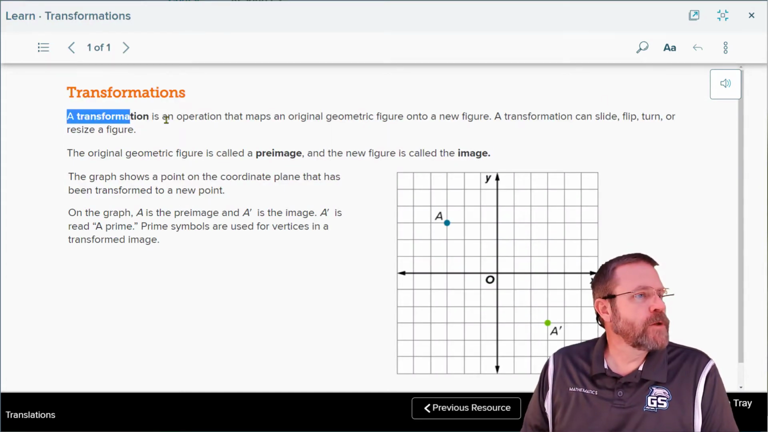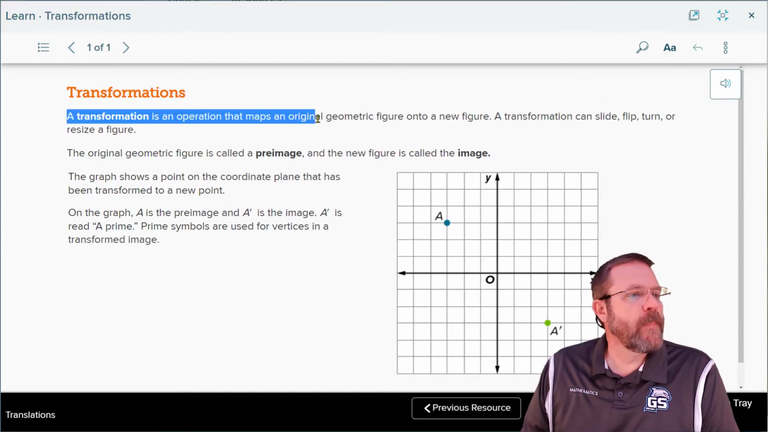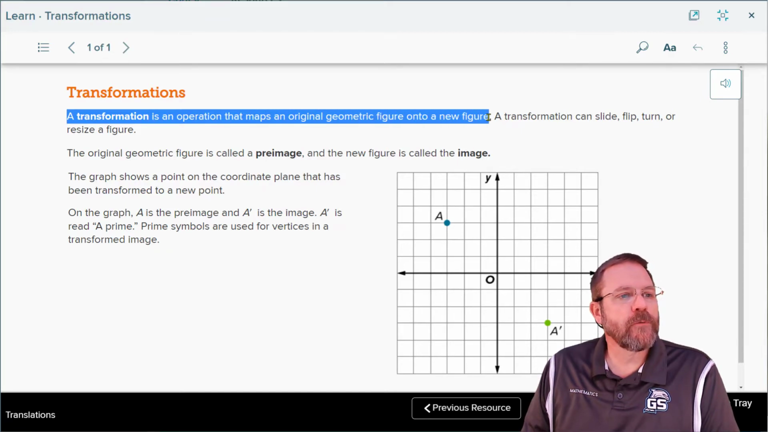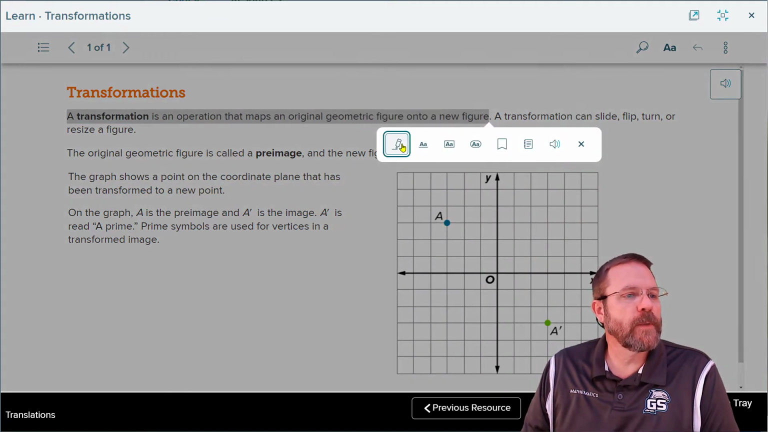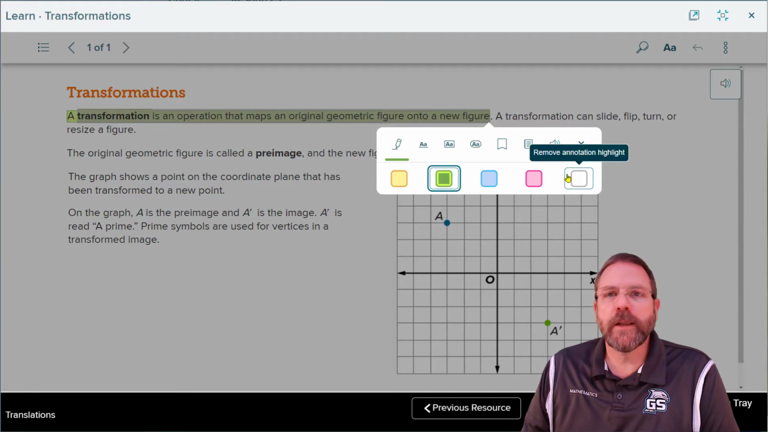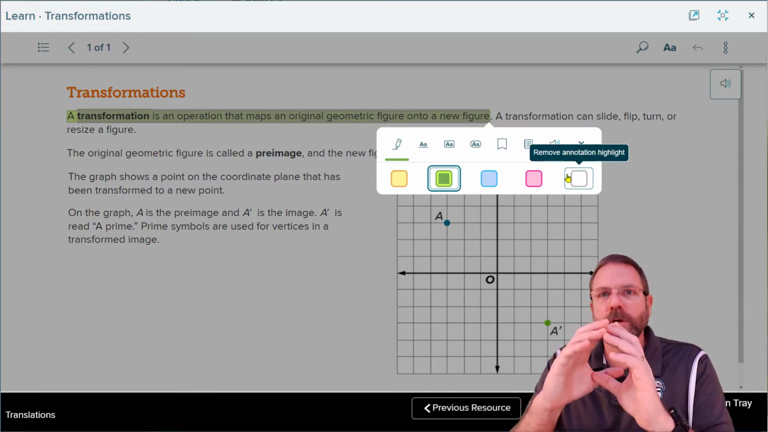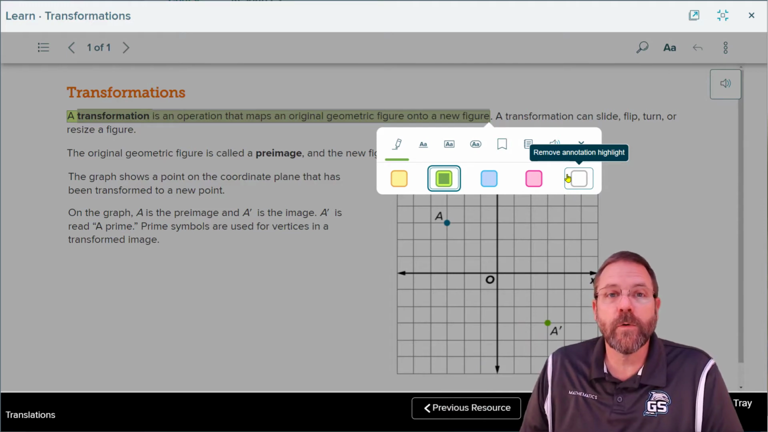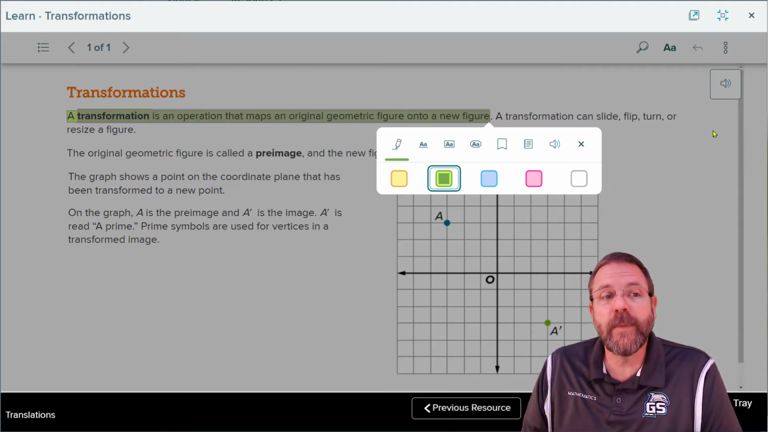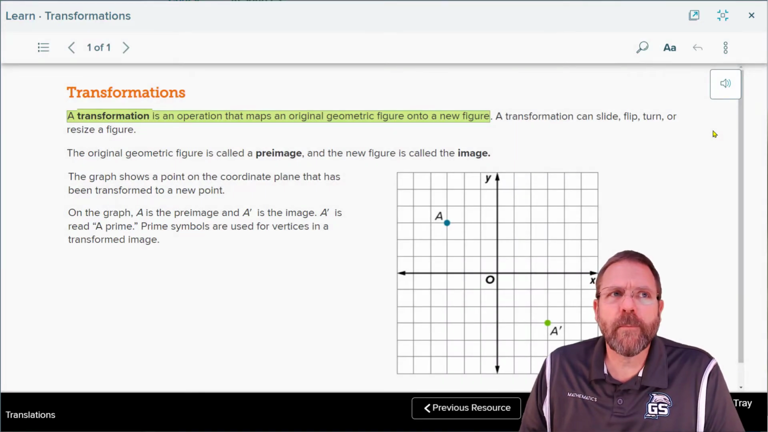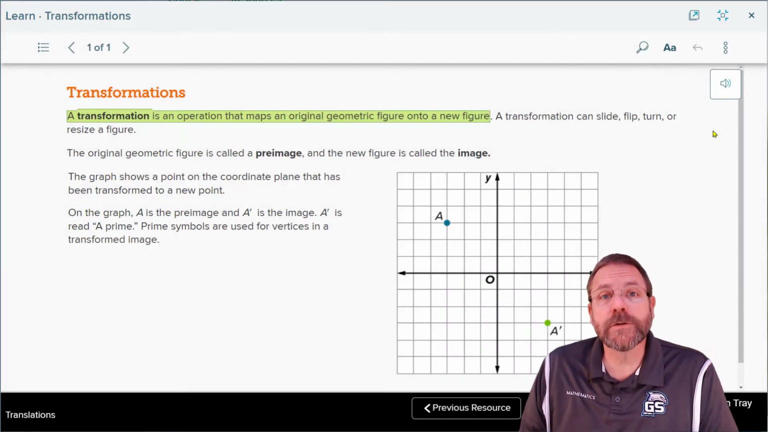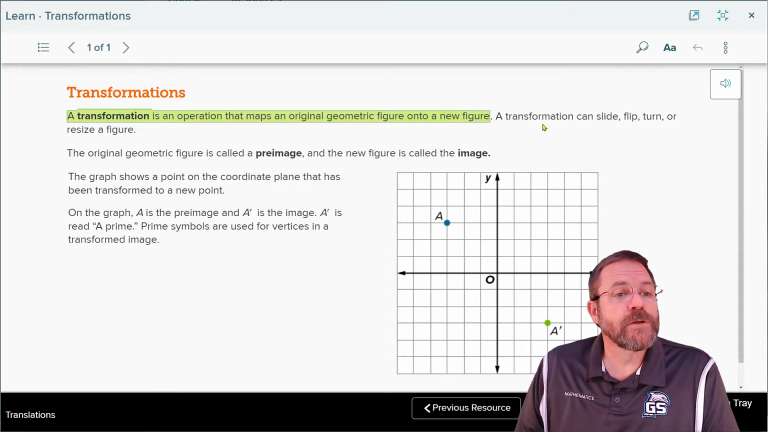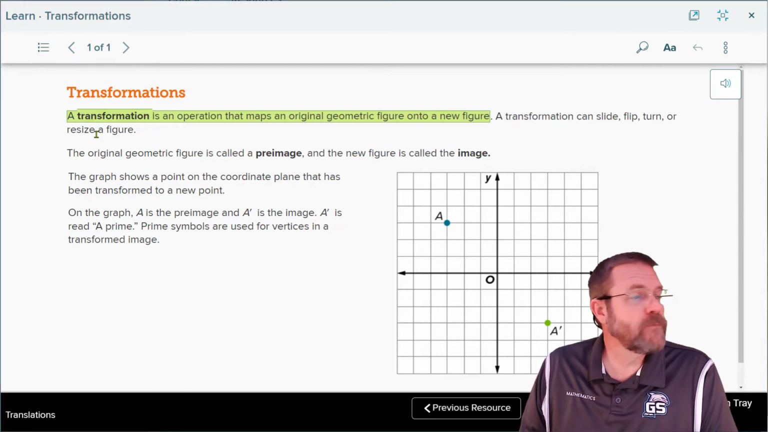A transformation is an operation that maps an original geometric figure to a new geometric figure. In other words, we're taking a shape that's in one spot on your coordinate plane and we're moving it to another spot on your coordinate plane. That is literally all there is to doing this. And it can be very simple or very complex depending on whether or not you pay attention to this. A transformation can slide, flip, turn, or resize a figure.